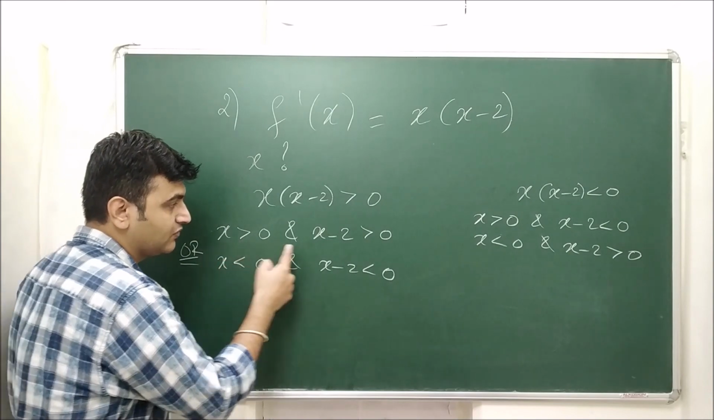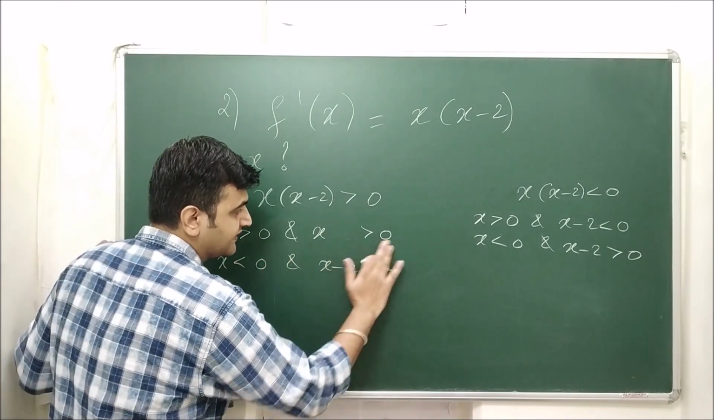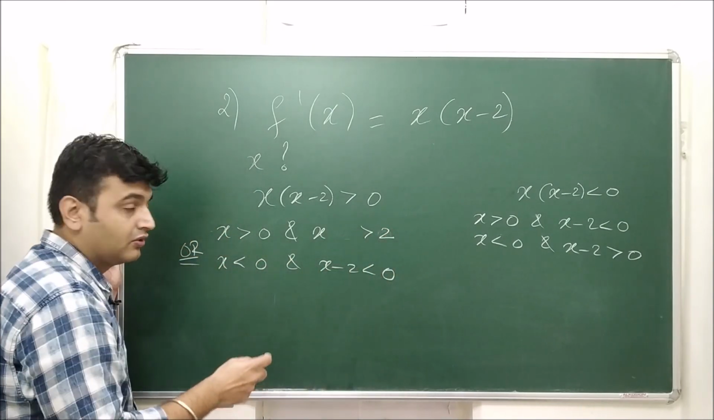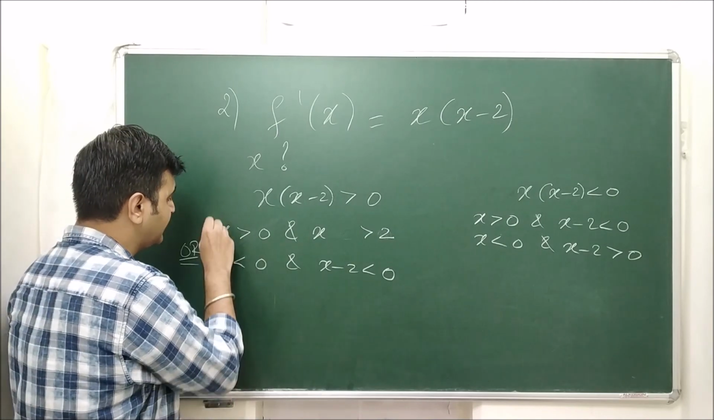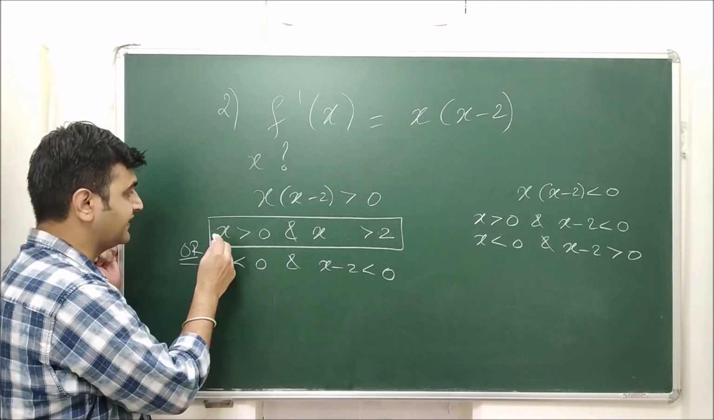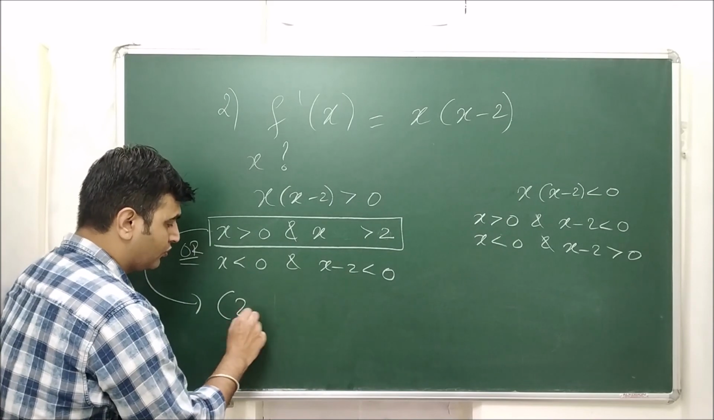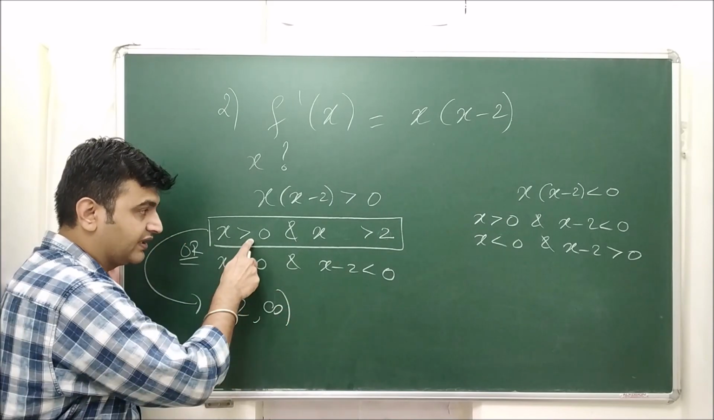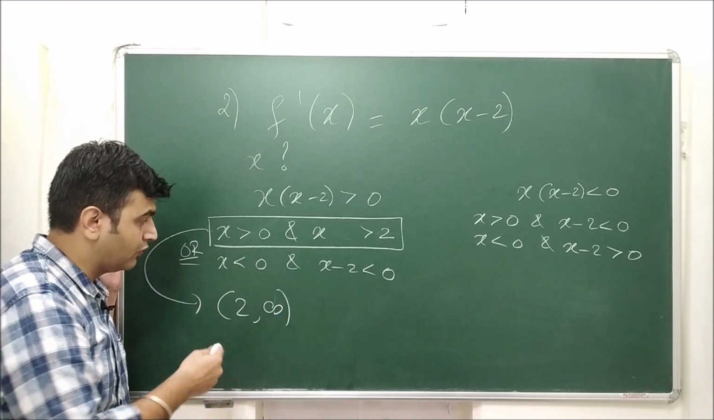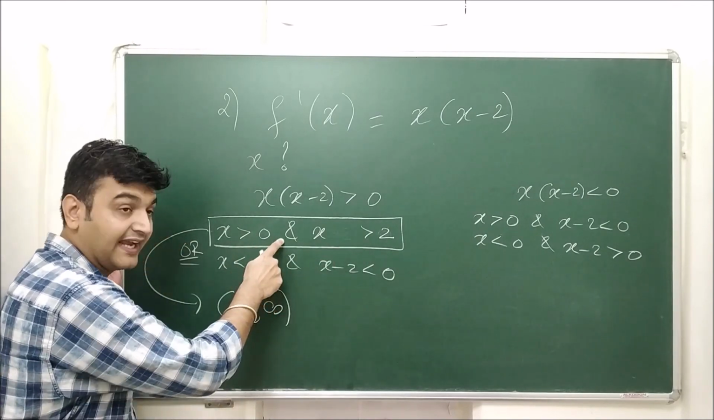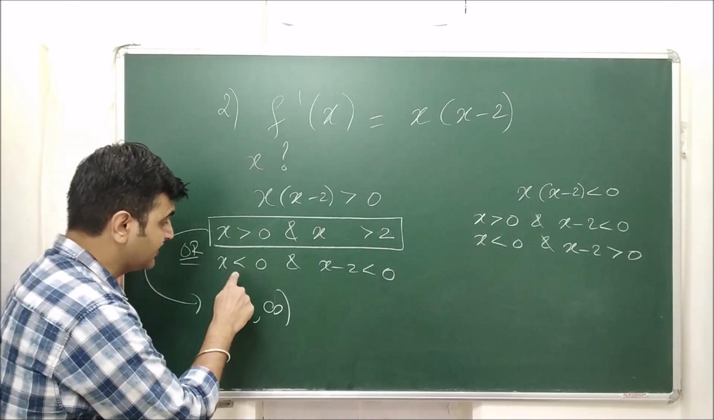Okay, now let's go for this case. x greater than 0, and this will imply what? x is greater than 2. So for which x will you have this condition? Obviously when x is in the interval 2 comma infinity, because it has to be greater than 0 and greater than 2, so obviously it has to be greater than 2. It's AND over here.